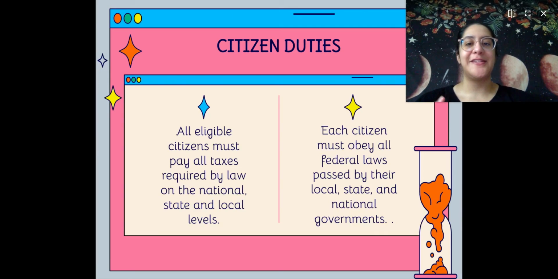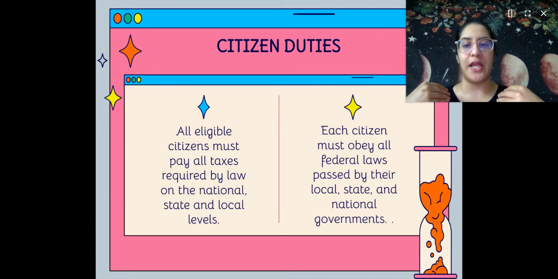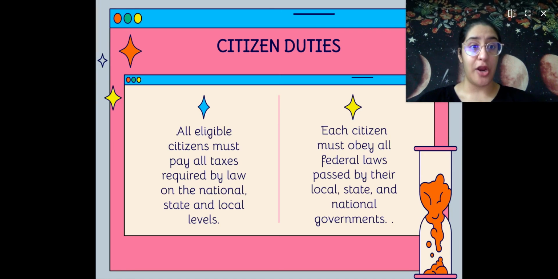Okay, now let's discuss citizen duties. These are things that we need to do as people in our society in order for it to function better and for our government to function better. We need to pay our taxes. These are required by local, state, and federal levels, national levels, and by paying our taxes, it puts money back into our government, who then is able to enact certain things that will help the community and the country on a bigger scale.